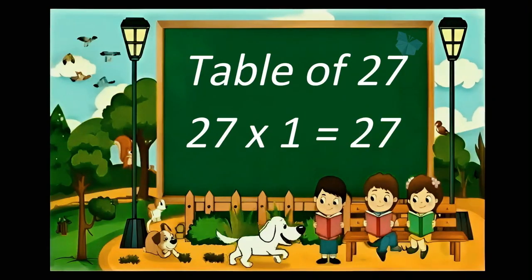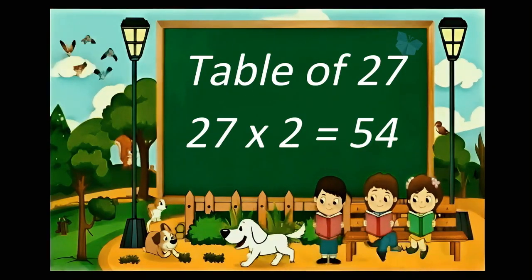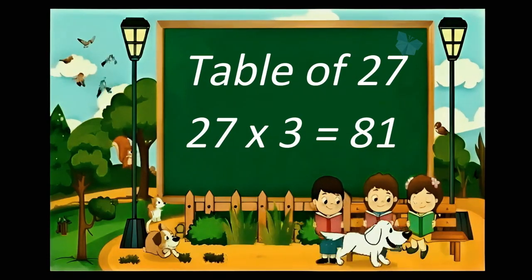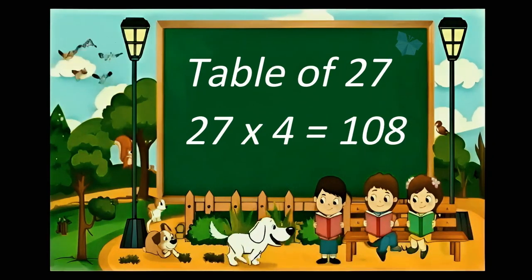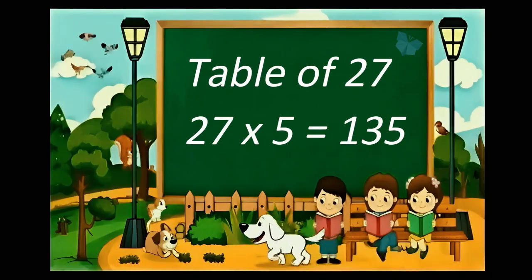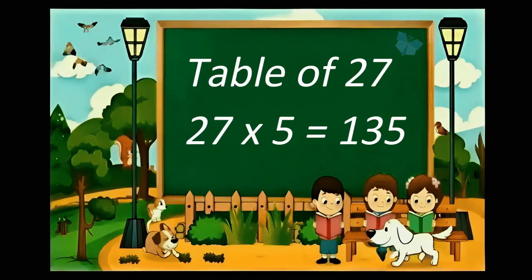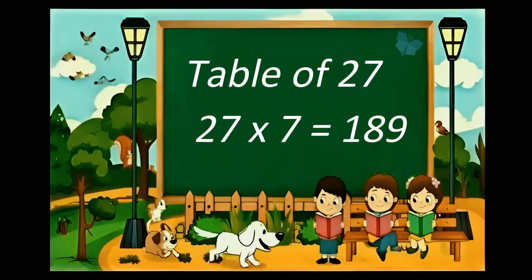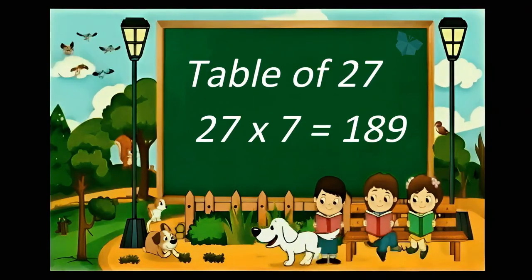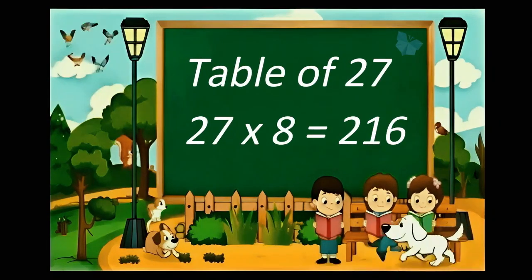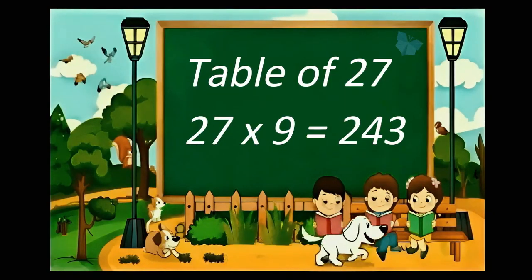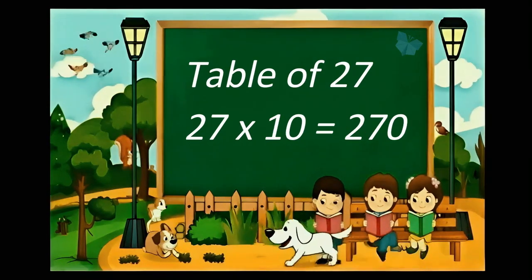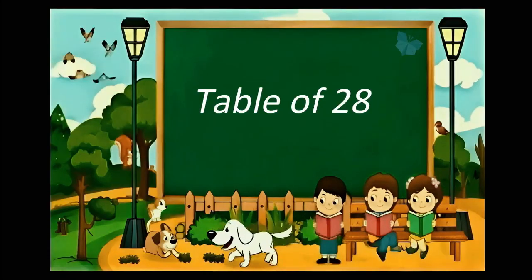27 ones are 27. 27 twos are 54. 27 threes are 81. 27 fours are 108. 27 fives are 135. 27 sixes are 162. 27 sevens are 189. 27 eights are 216. 27 nines are 243. 27 tens are 270. Table of 28.